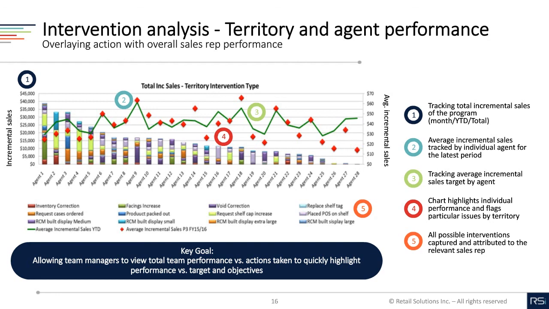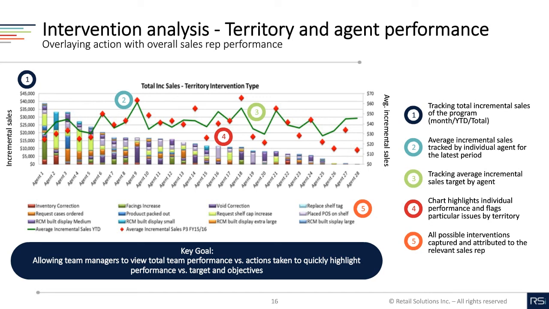Staying on the theme of intervention analysis, we now look at territory and agent performance, where we can overlay action with overall sales representative performance. The granular level that intervention analysis takes us to allows a very drillable, deep dive view of performance at the salesperson level. In this particular example, we see a breakdown of performance across a dedicated team. Capturing all actions taken across an ongoing period of time, we are able to understand the top performers, and the people that are delivering a steady performance are the ones who require some support and focus from colleagues and team managers.